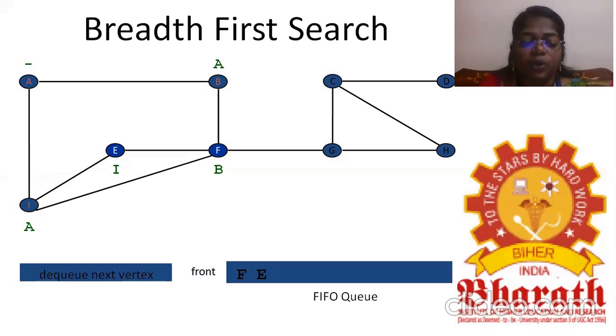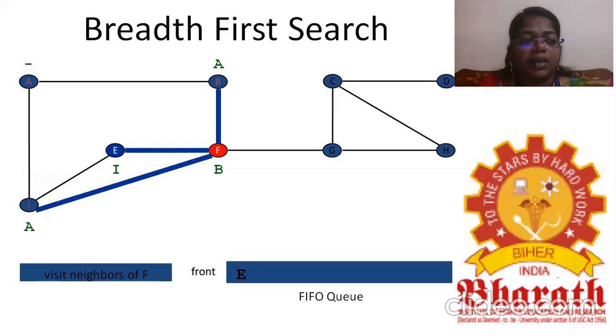We have to DQ node F and mark it in red color to identify the neighbors or adjacent nodes of F. So here, what are the adjacent nodes of F? B is there, E is there, and I is there. So already we know B is discovered, I is also discovered, and E is already inside the FIFO queue.